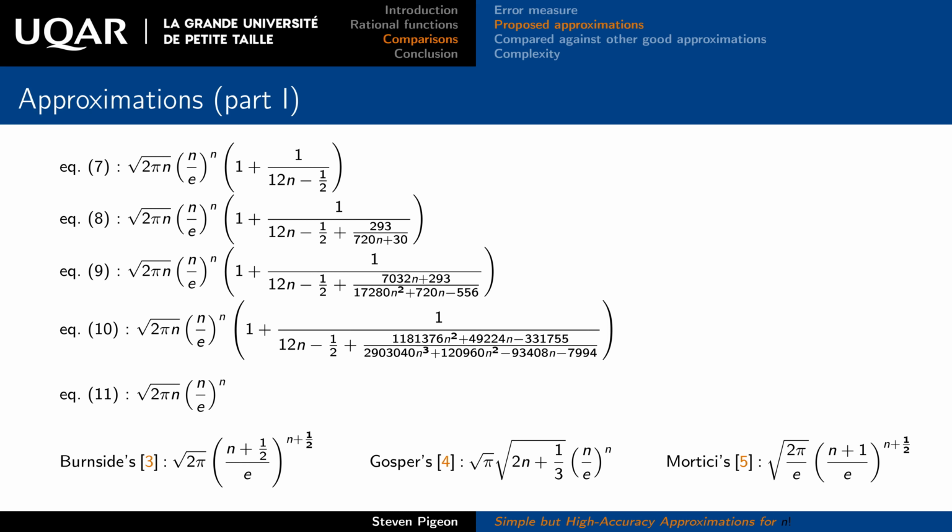Equation 11 serves as a baseline. It is Stirling series without the correcting terms. To compare, we also have included other approximations. Those are often cited in literature. Those are Burnside's, Gosper's, and Martichi's.